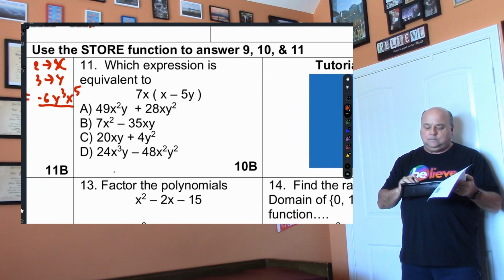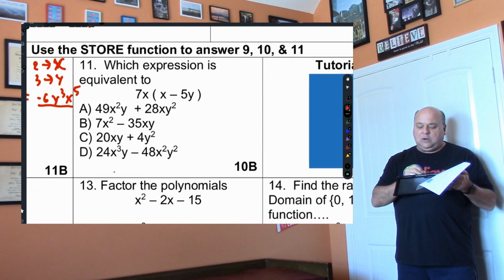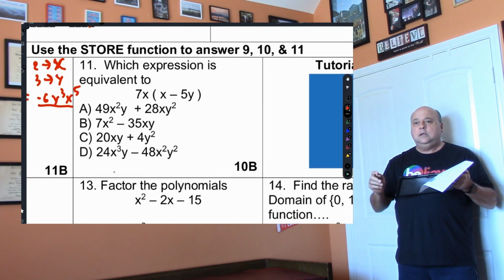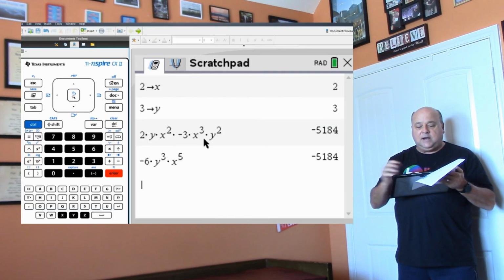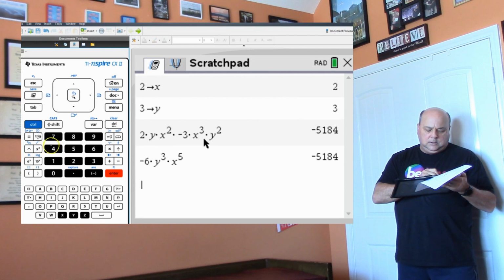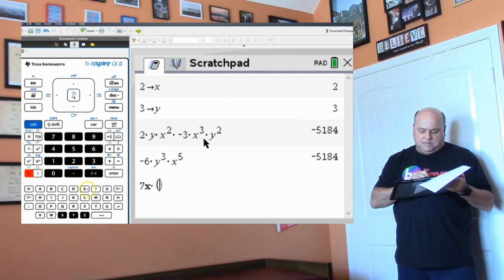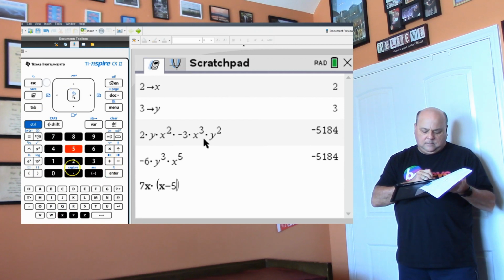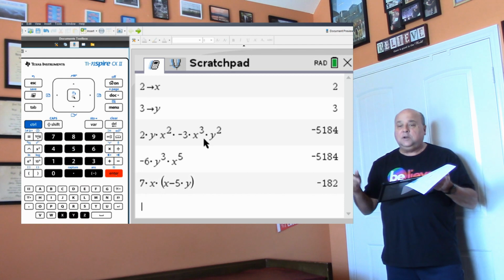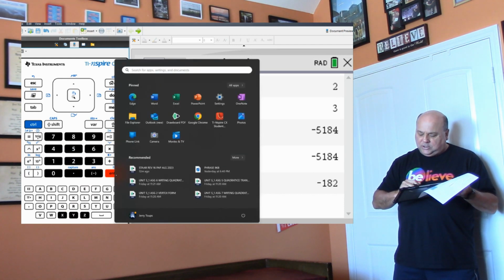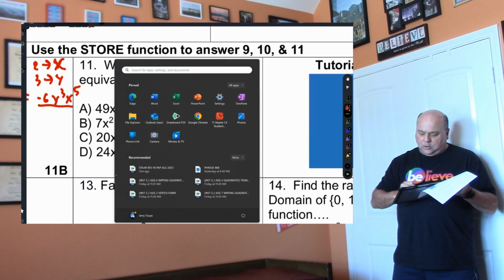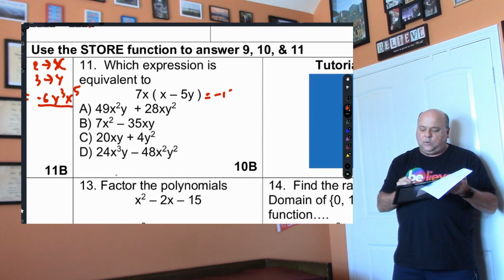Let's go to 11. Okay, same thing, we're going to store 2 for x and y. Type it in. So 7x, hit the times button, parentheses, x minus 5y, times y, close parentheses, hit enter. Notice since I already had x and y stored, I don't have to change it. We get negative 182, don't we? Okay, so I'm going to go to my paper, and this is equal to negative 182.